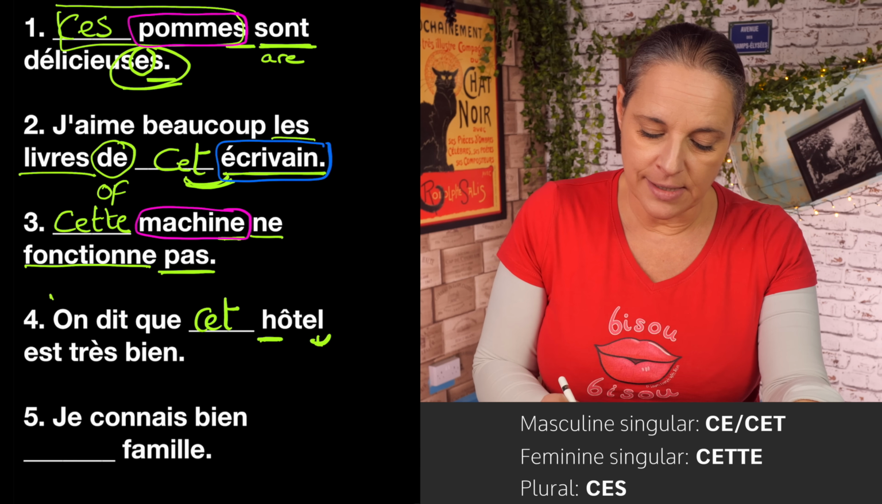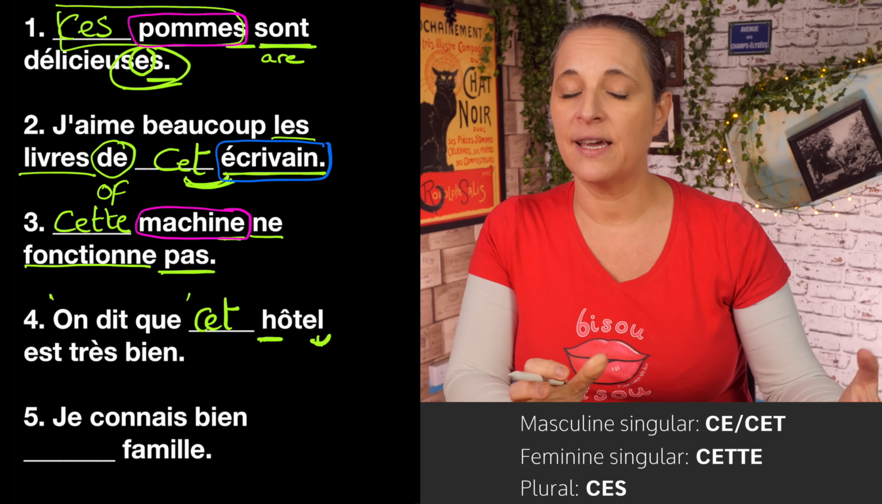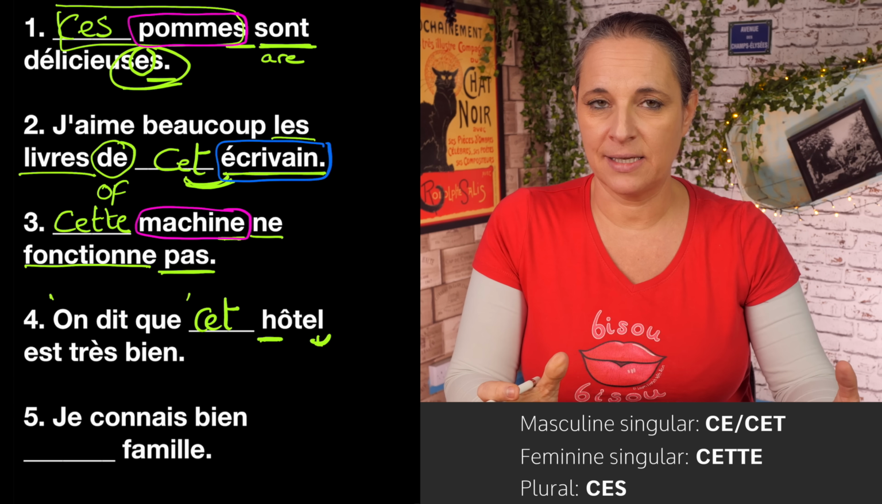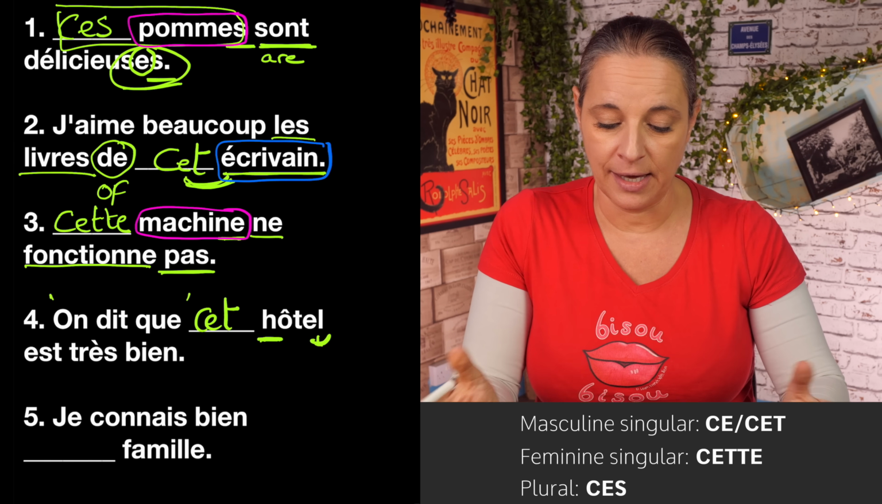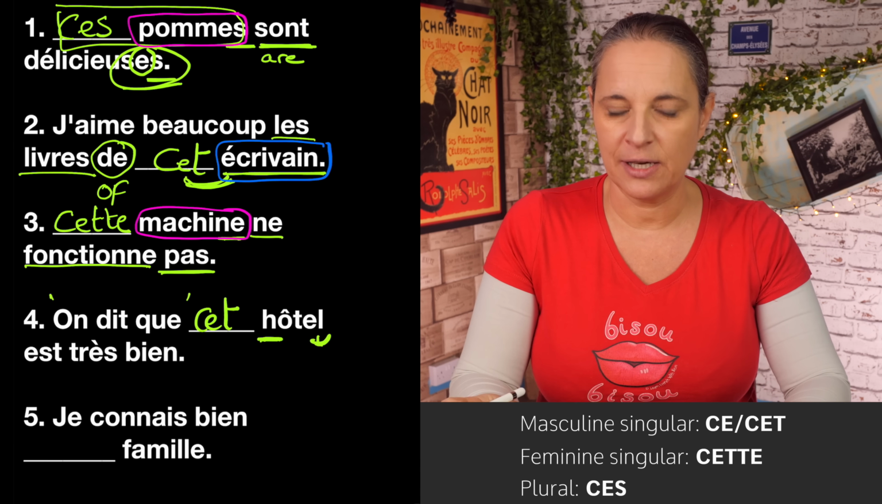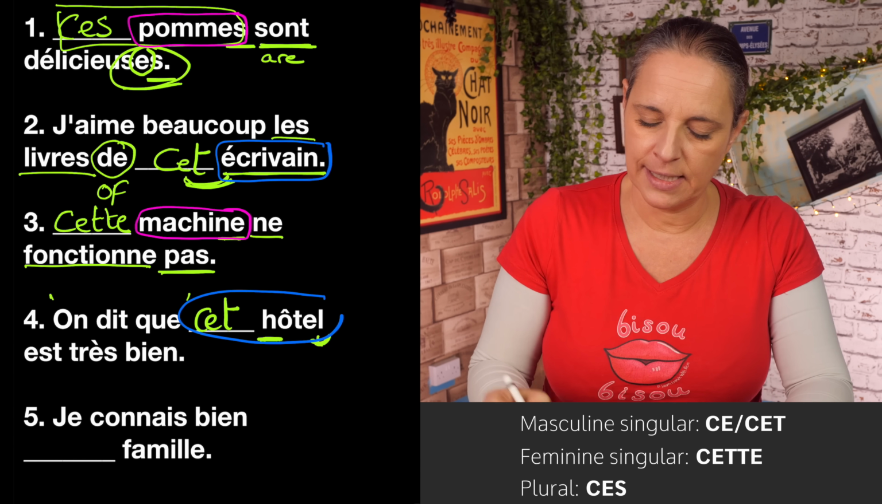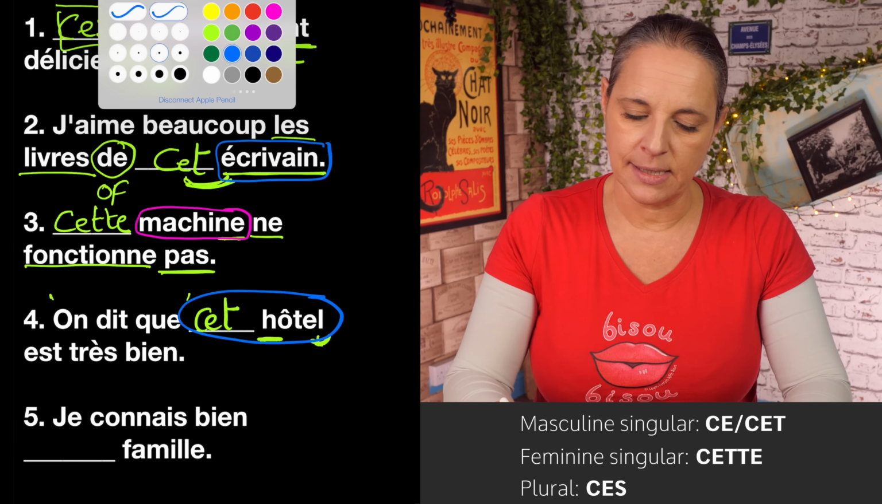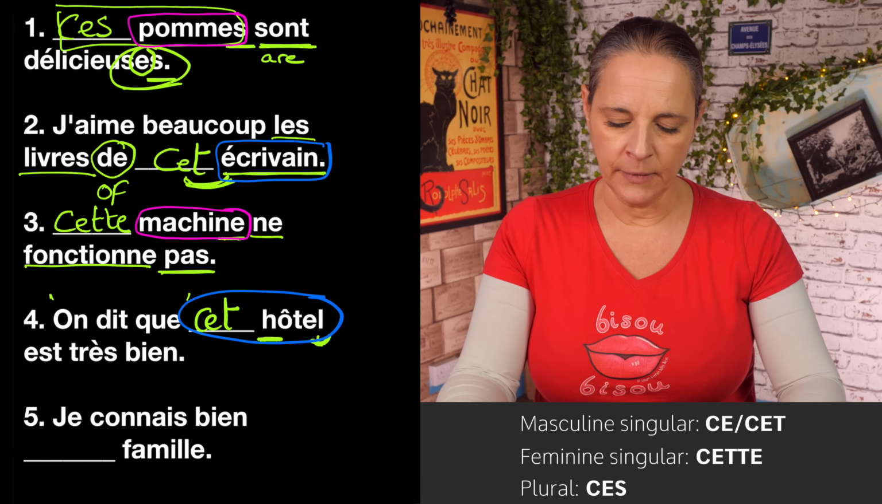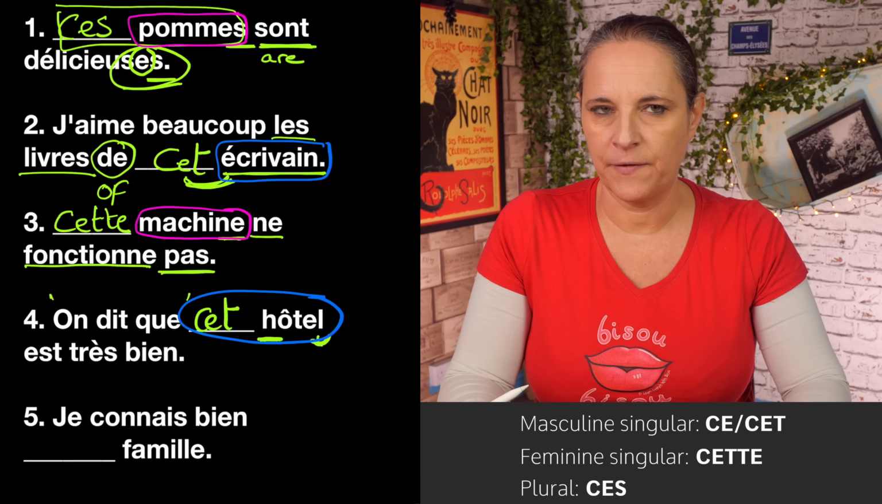So, on dit que is an idiom, and it means people say that. One says that. Actually, it happens that, okay? This hotel is very good. So hotel is, and I'm going to write it here, a masculine word. Now, let's have a look at number 5.